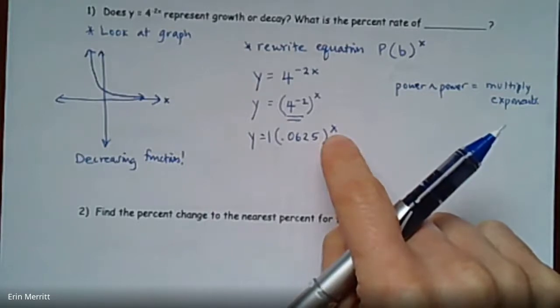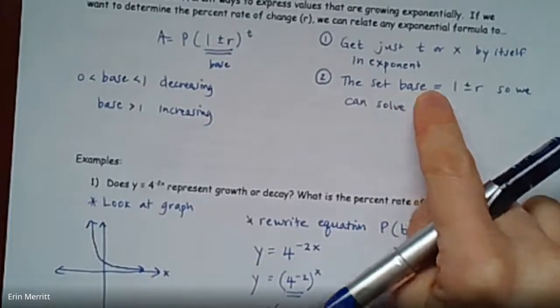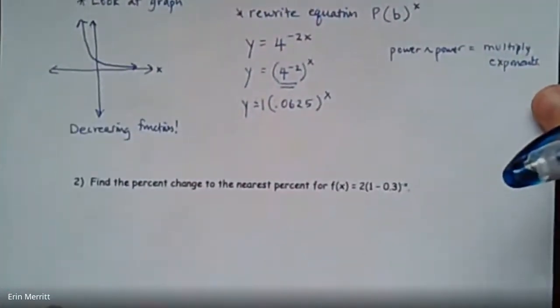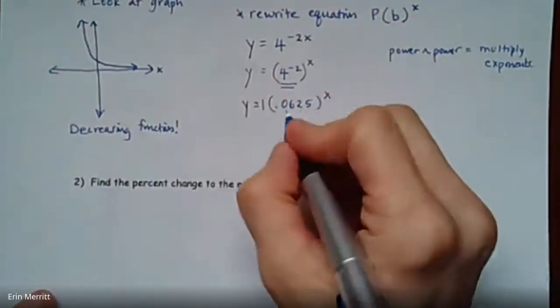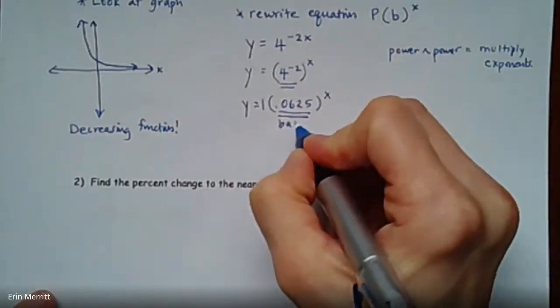Now step 2 says to take whatever's inside the parentheses, the base, and set it equal to either 1 plus r or 1 minus r, depending on the context. We already figured out this is decreasing, so this inside piece right here has to be 1 minus r.